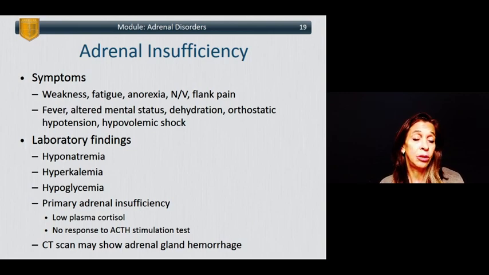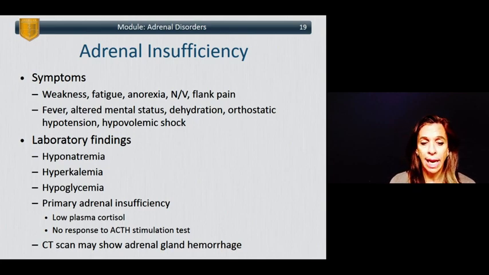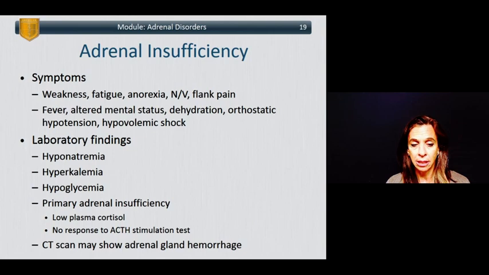Laboratory findings include a low sodium or hyponatremia, an elevated potassium or hyperkalemia, hypoglycemia or low glucose levels. Primary adrenal insufficiency is associated with a low plasma cortisol, and the patient will have no response to an ACTH stimulation test because the adrenals aren't working properly. A CT scan may show adrenal gland hemorrhage.